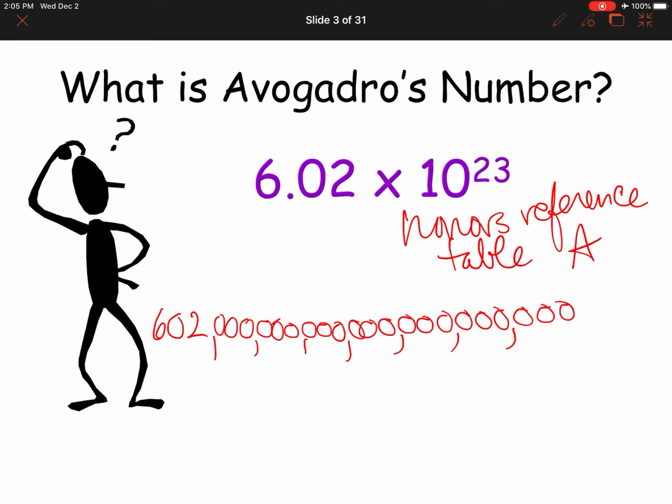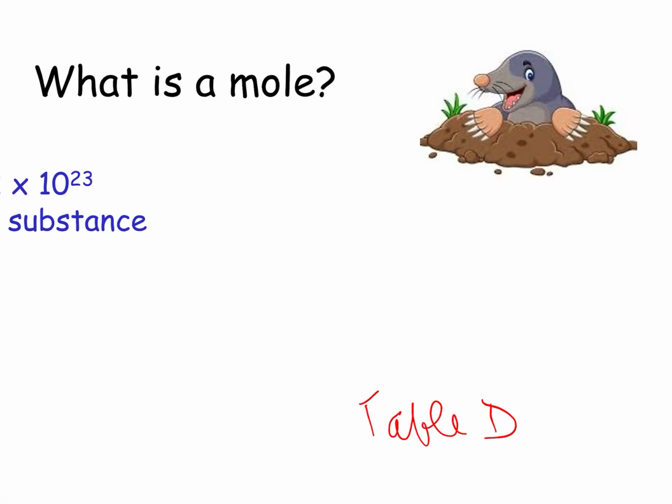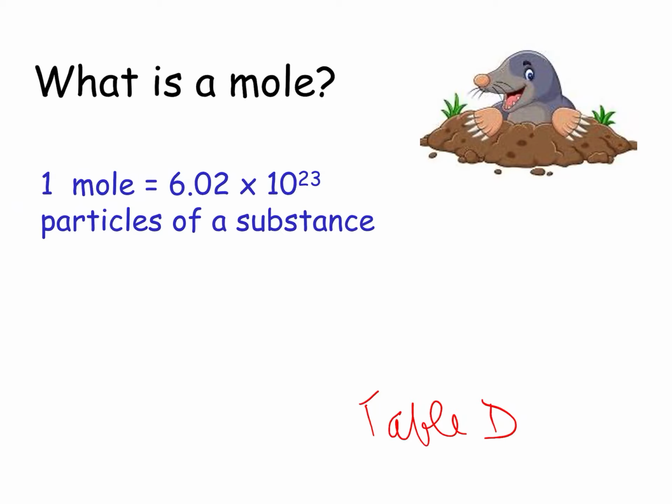You'll use it enough. And so there we have our entire number written out in the standard form. It's 602 and then 21 zeros. That is a big number. And this represents the number of particles in 1 mole. It's named after Amedeo Avogadro, which you don't really need to know. So 1 mole is 6.02 times 10 to the 23rd particles of a substance.